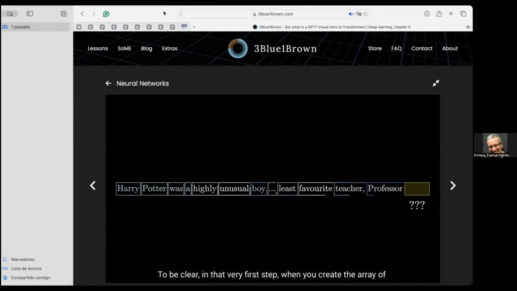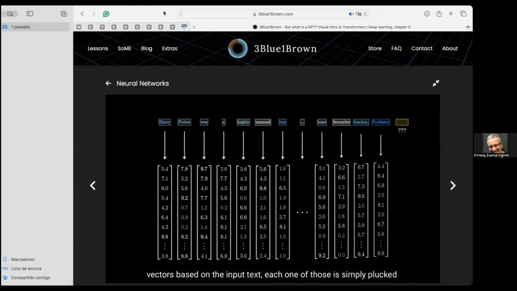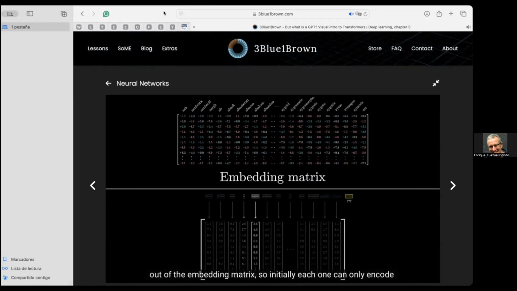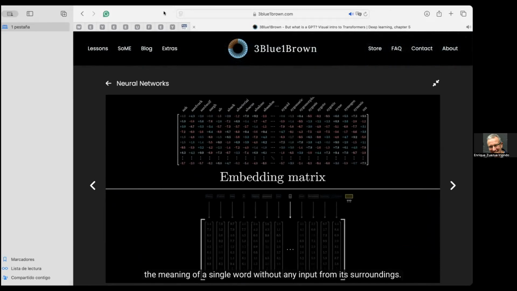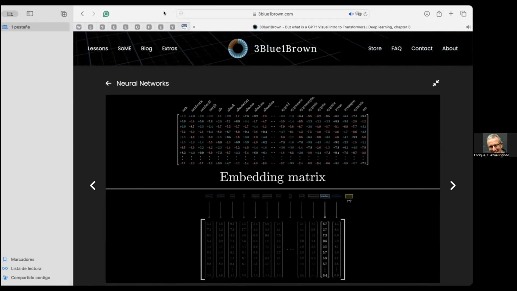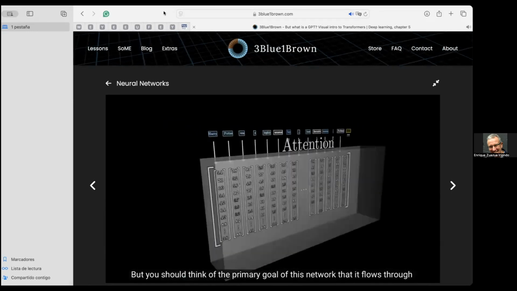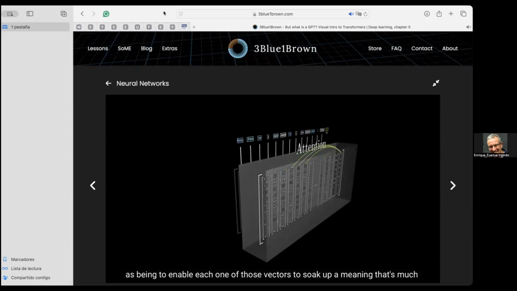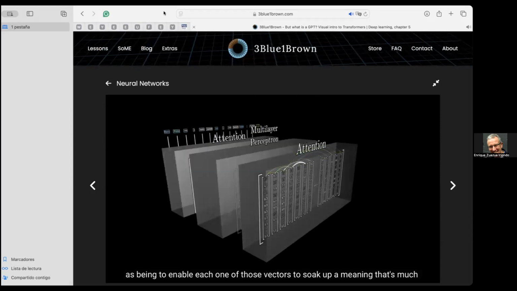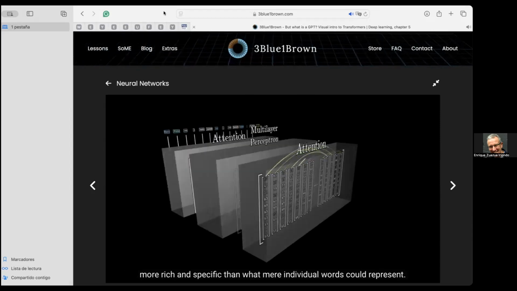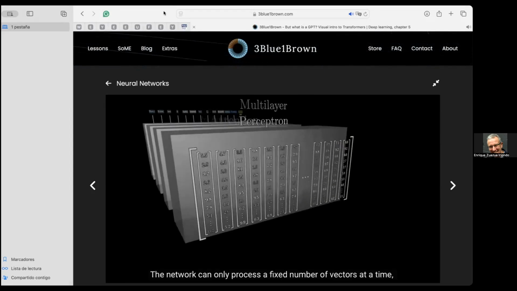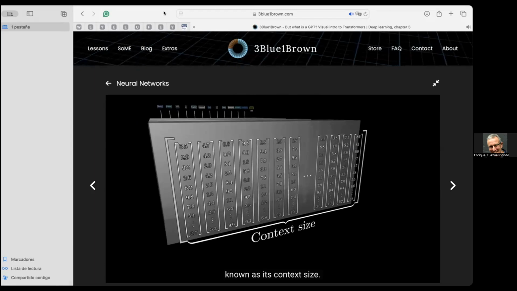To be clear, in that very first step, when you create the array of vectors based on the input text, each one of those is simply plucked out of the embedding matrix. So initially, each one can only encode the meaning of a single word without any input from its surroundings. But you should think of the primary goal of this network that it flows through as being to enable each one of those vectors to soak up a meaning that's much more rich and specific than what mere individual words could represent. The network can only process a fixed number of vectors at a time, known as its context size.